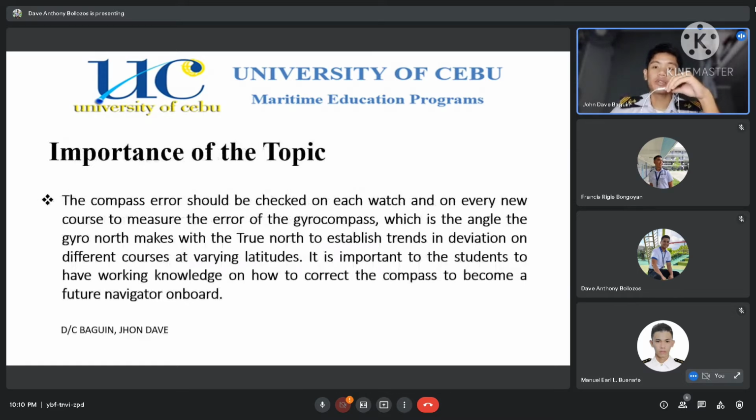Lastly, the importance of the topic: the compass error should be checked on each watch and on every new course to measure the error of the gyro compass, which is the angle the gyro north makes with the true north, to establish trends in deviation on different courses at varying latitudes. It is important for students to have a working knowledge of how to correct the compass to become a future navigator on board.